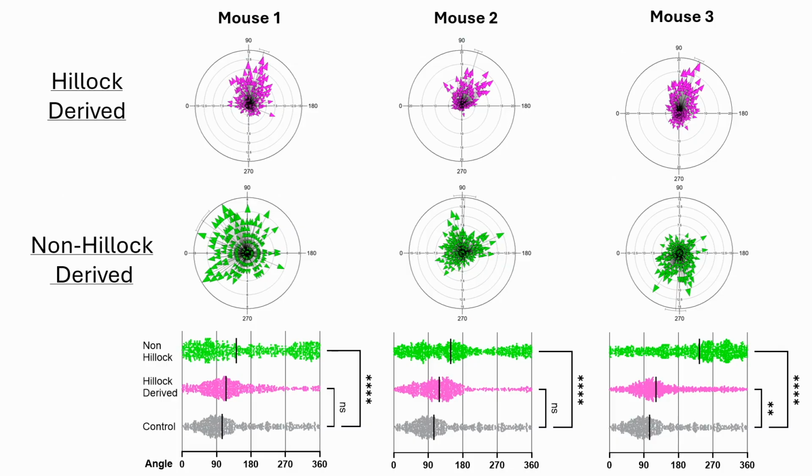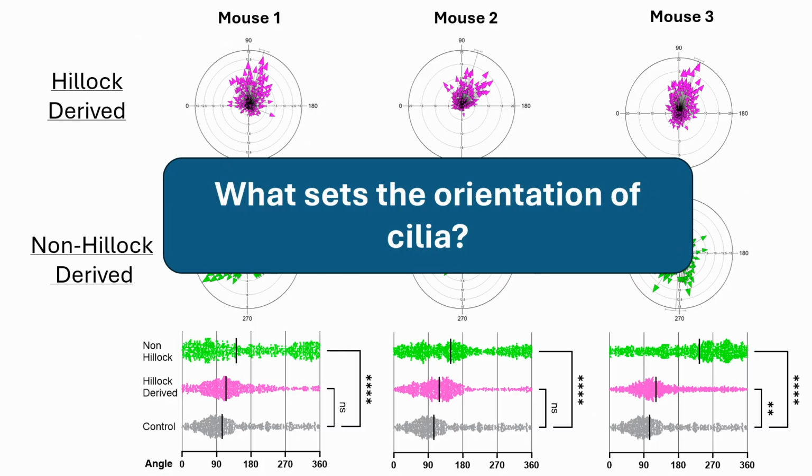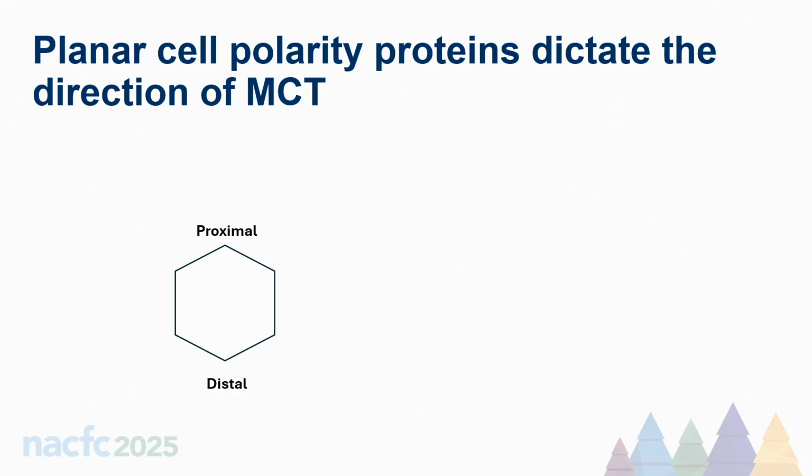So that begs the question. We have this directional versus non-directional transport. What sets the orientation? How does this happen? And this goes to a very cool basic biology called planar cell polarity. And Esther Vlader has done phenomenal work in the airway defining this. So let me just tell you what this is, recap this slightly.